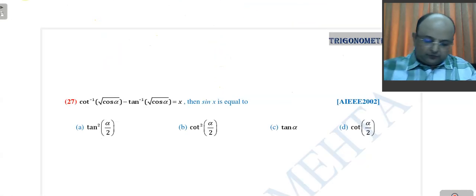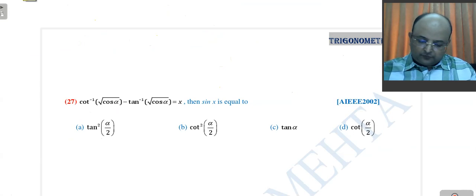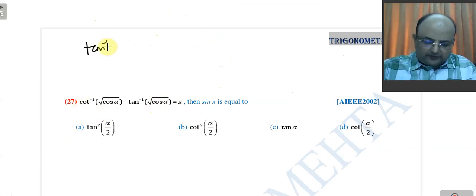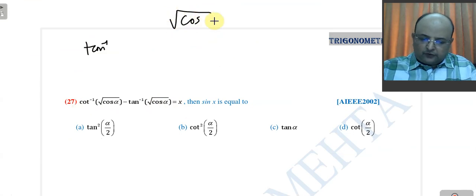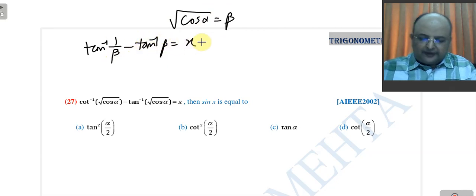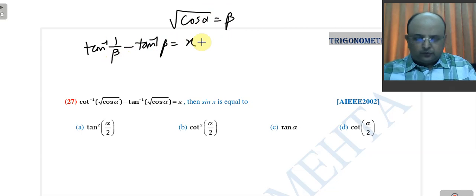Now 27. Cot inverse of root cos alpha minus tan inverse of root cos alpha equals to x. For convenience, I can convert this cot inverse in terms of tan inverse, and I introduce root cos alpha equals to beta. So this is tan inverse 1 upon beta minus tan inverse beta equals to x for convenience. Later on we will replace the beta by root cos alpha.